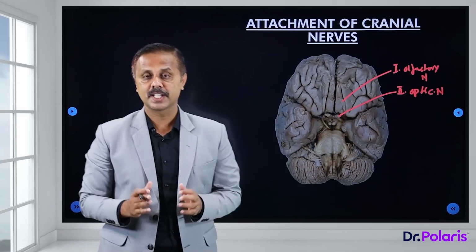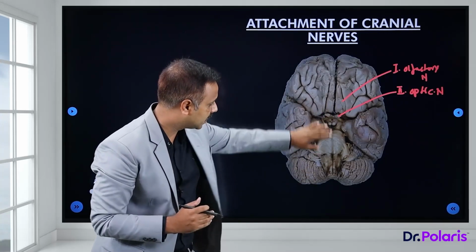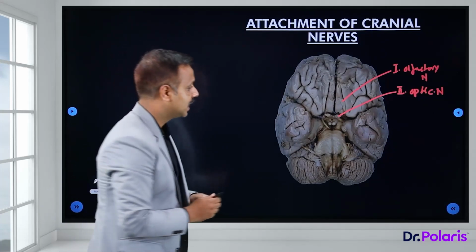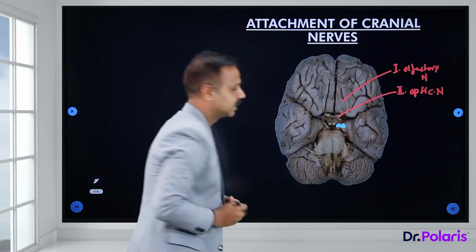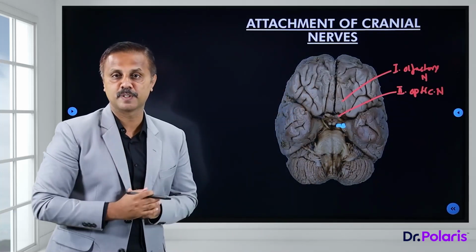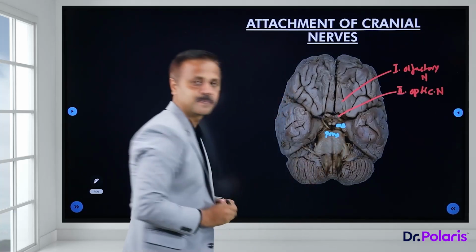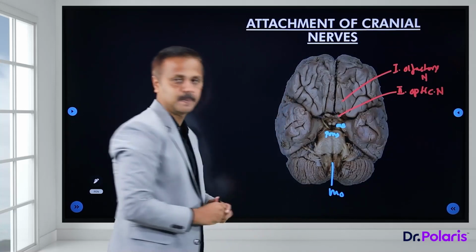Then we also said that cranial nerves 3rd to 12th are attached to different parts of the brainstem. Now, what are the different parts of the brainstem? Let's try to identify them first. Here we have the midbrain, that is the cephalic portion of the brainstem. And what we have here, this is the pons, right? And what we have here, this is the medulla oblongata.